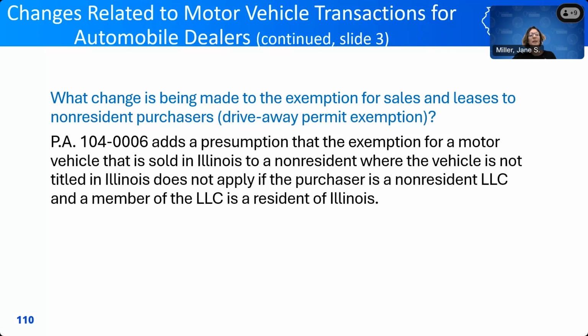Okay. Public Act 104-0006 adds a presumption that the exemption for a motor vehicle that is sold in Illinois to a non-resident where the vehicle is not titled in Illinois does not apply if the purchaser is a non-resident LLC and a member of the LLC is a resident of Illinois.